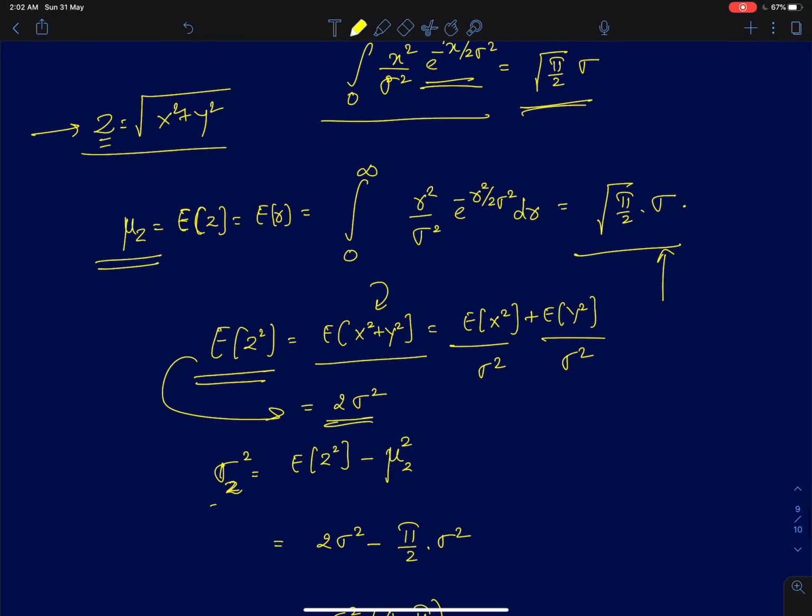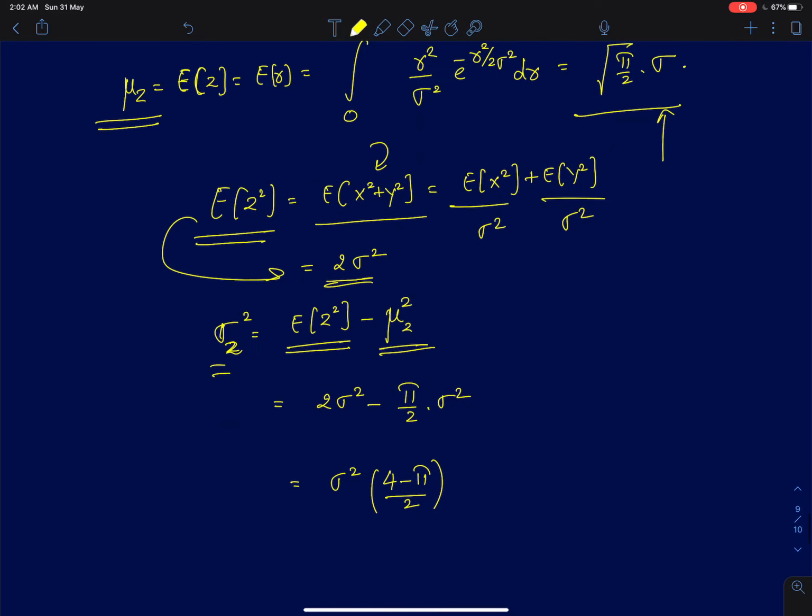So the variance is given by expected value of z square minus mu z square. So you substitute the values, you will get this expression, sigma square into 4 minus pi by 2. So that's the variance of the Rayleigh random variable. So this is it. This is what you need to know to solve question number 3 in your assignment. So you just know the variance.